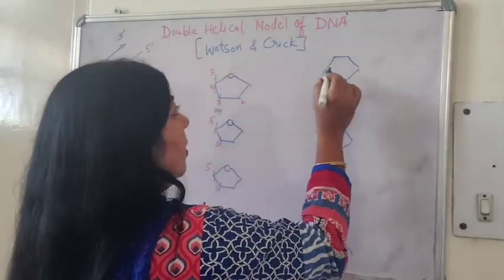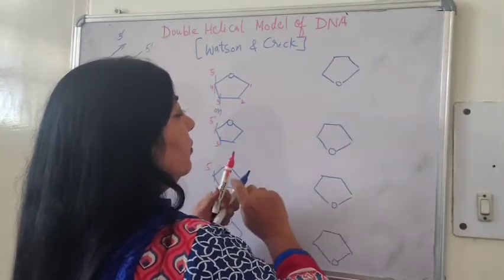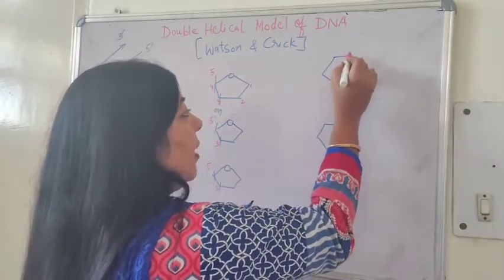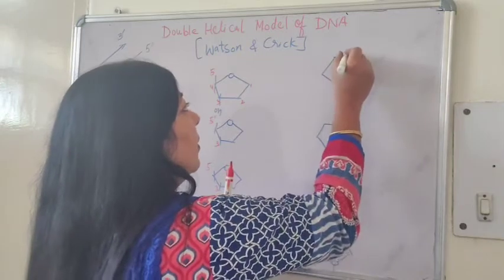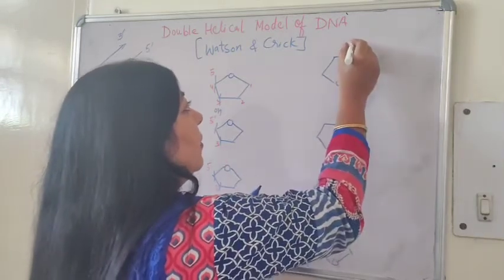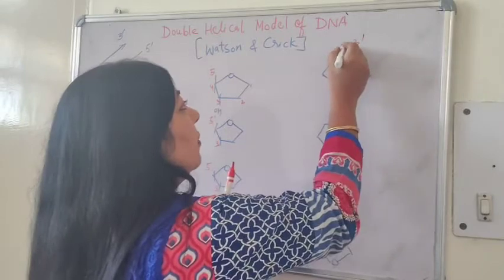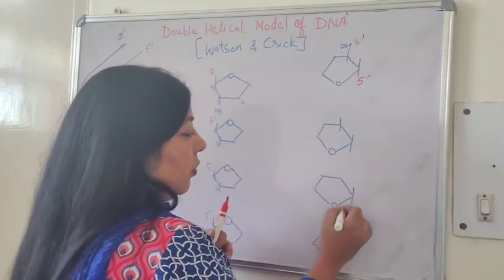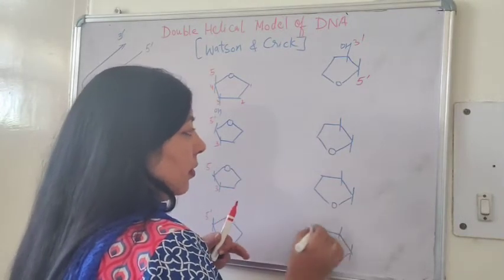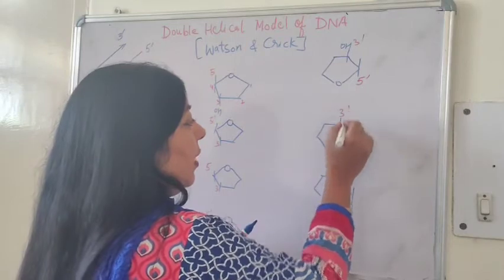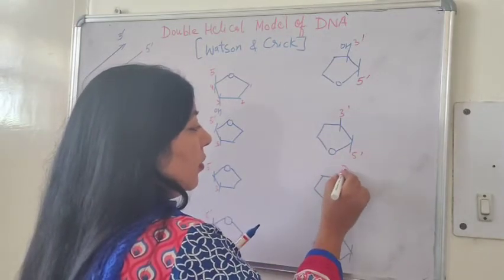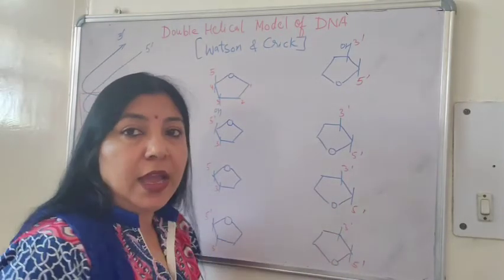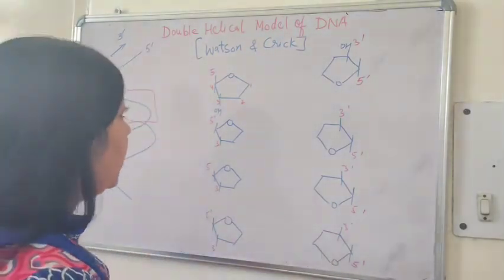Here it will be 1, 2, 3, 4 and 5 will be here. This will be 5 prime and this will be 3 prime. It will be OH here. The same goes for this also. So this will be 3 prime, this will be 5 prime. 3 prime, 5 prime. The polarity is very important in nucleic acid.